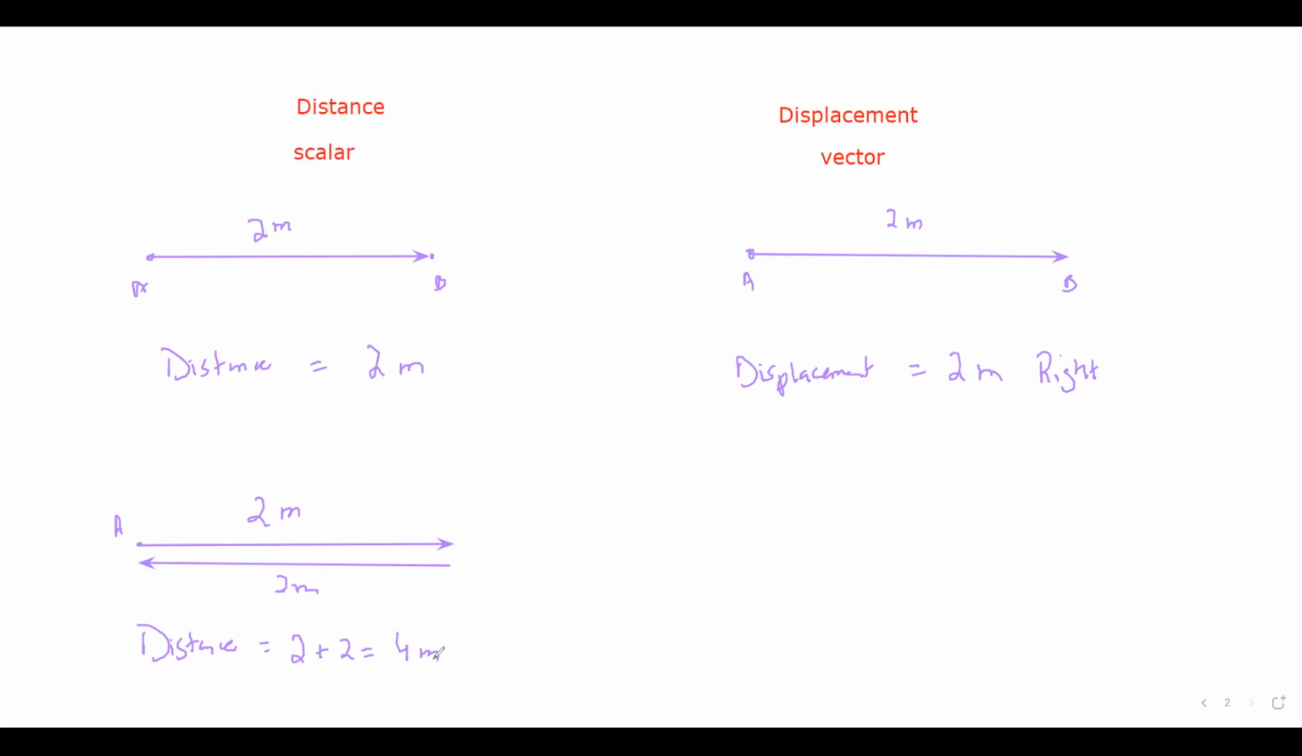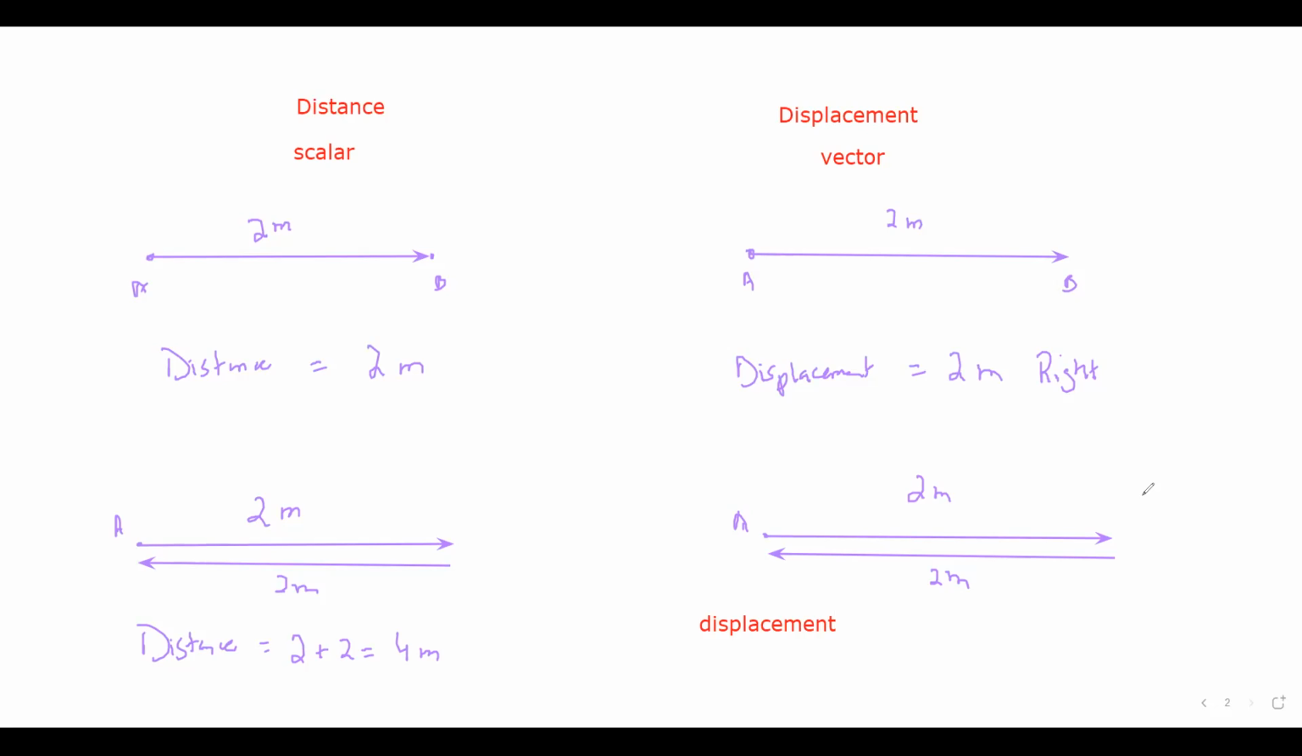But for vector quantities, the direction is important. If the same question was there, what is the displacement in this example? The object starts from point A, moves 2 meters and then returns back to the same starting point, 2 meters. And the question is, what is the displacement? So how will you work out the displacement? Displacement is a vector quantity, and for vector quantities, we have to consider the direction as well.